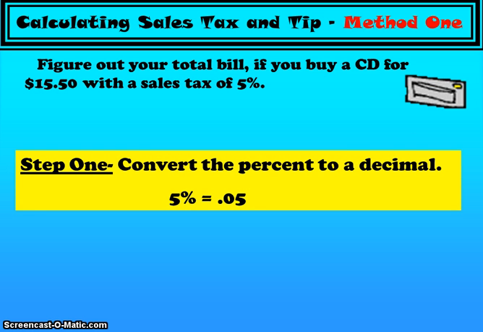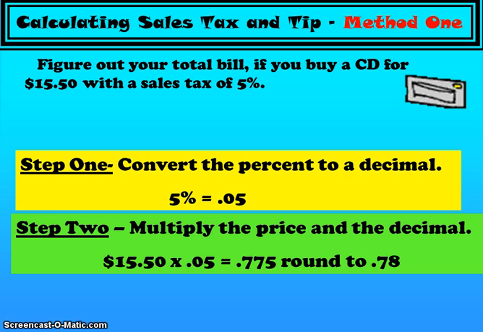So what we want to do here first is convert the sales tax, which is 5%, to a decimal. And we do that by dividing by 100. Okay, so from percent to decimal, we divide by 100, we get 0.05. Okay, so now all we do is we take 5% of 1550. And of in math means multiply. So if we take 0.05 of 1550, that means multiply, which I've written out for you right here. And we get 0.775. We're talking about money here, so we're going to round that up to 0.78.